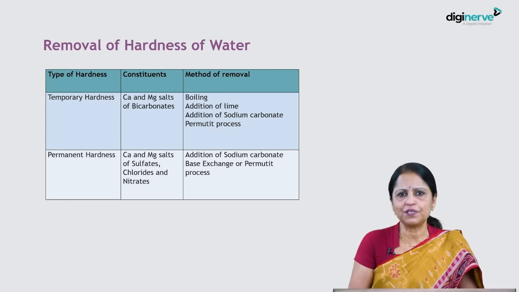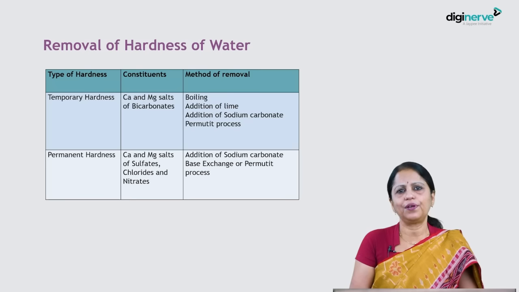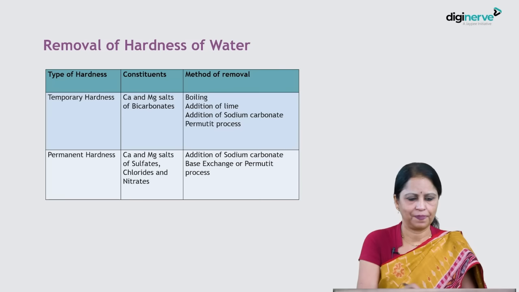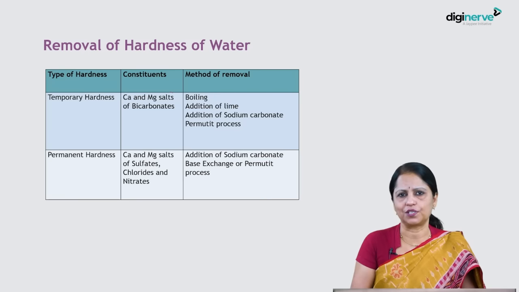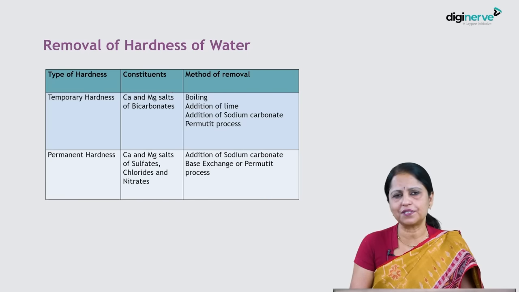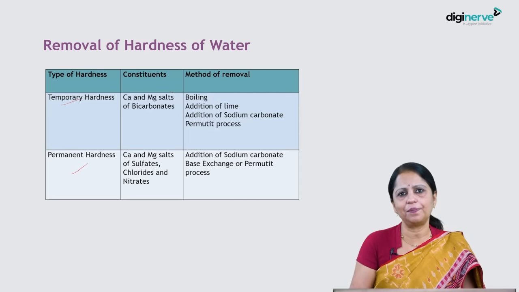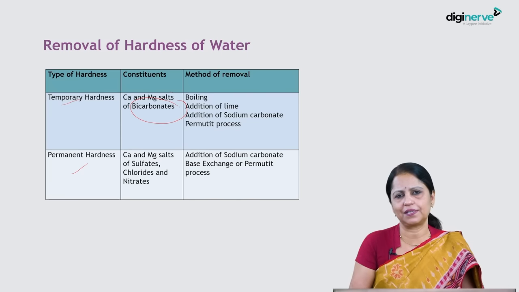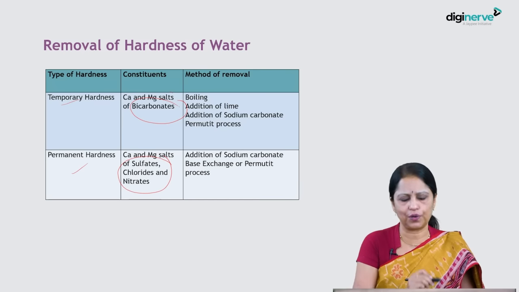Another way of treatment of water that is required is removal of hardness of water. So what is hardness of water? We always talk of saying that this is hard water, this is soft water. So what does that mean actually? Hardness is when there are salts present in the water, and water that has no salts present is soft water. So hardness can be of two types, temporary and permanent hardness. Temporary hardness is caused by bicarbonates of calcium and magnesium, and permanent hardness is caused by sulfates, chlorides and nitrates of calcium and magnesium.